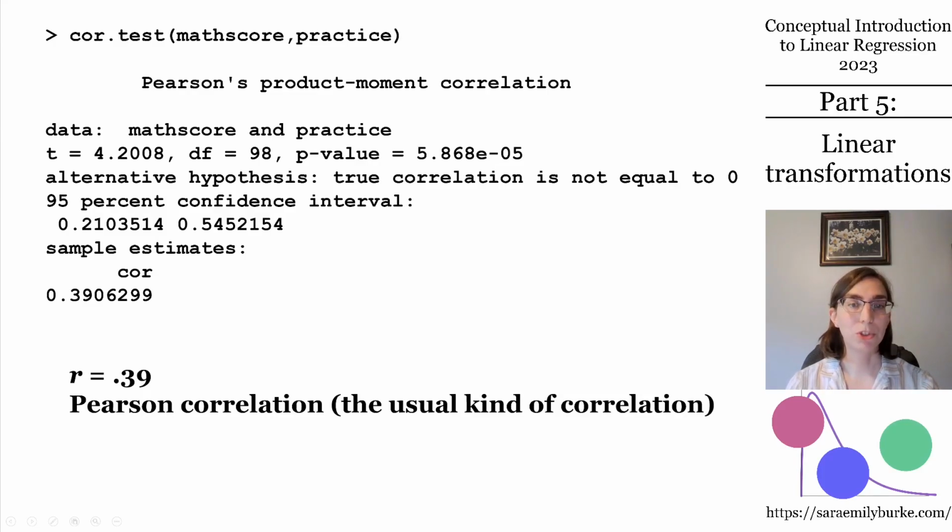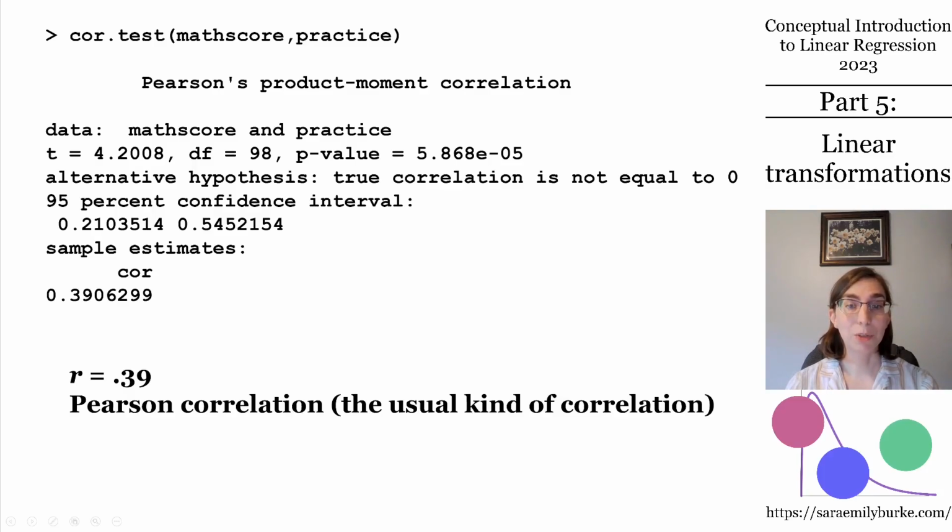R also has a function called cor.test. I used it here to get the Pearson correlation coefficient. That's the regular kind of correlation coefficient, the one that we normally just call correlation. The cor.test function also gives the usual t-test comparing the correlation to 0, the normal kind of test we do to see whether a correlation is statistically significant.